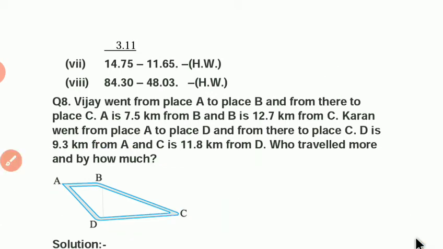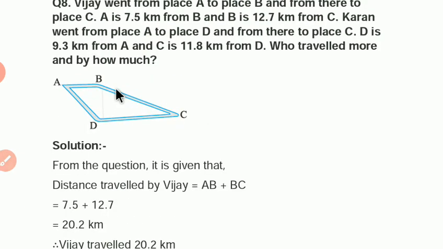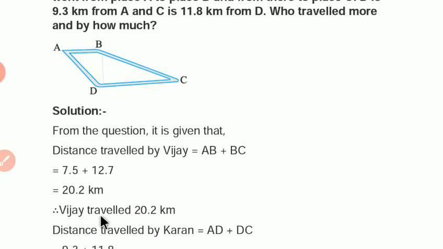So first we will see Vijay. From the question it is given that the distance travelled by Vijay is A to B, then B to C. It means AB plus BC. So AB is 7.5 kilometer and BC is 12.7 kilometer. So the total distance travelled by Vijay is 20.2 kilometer.